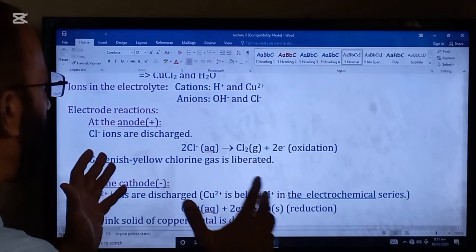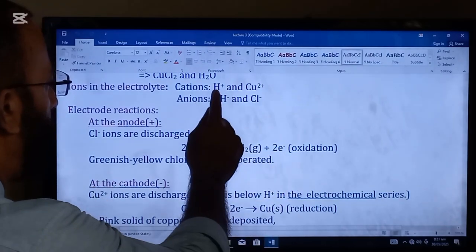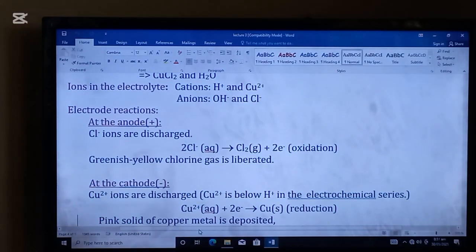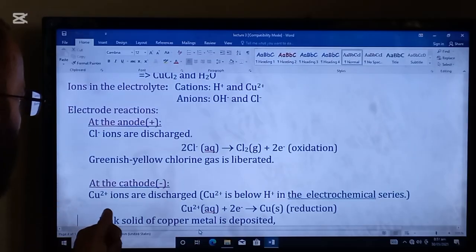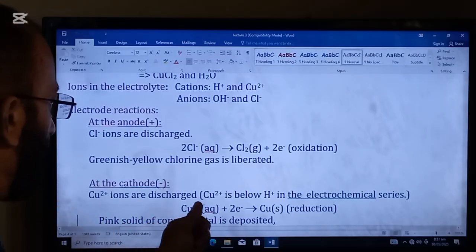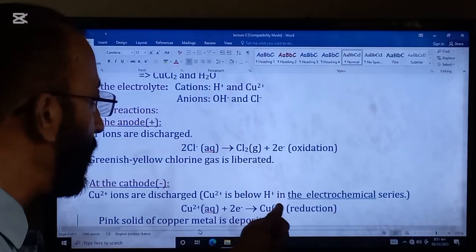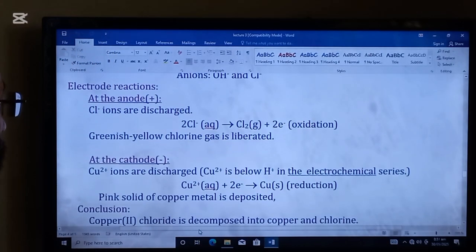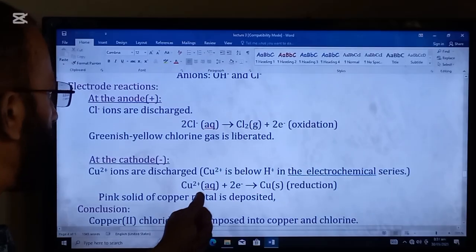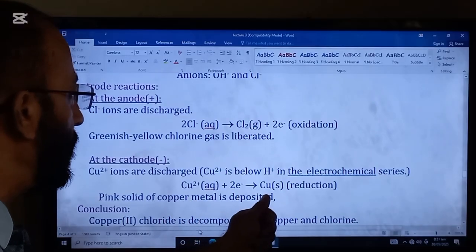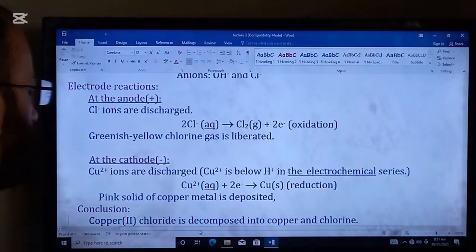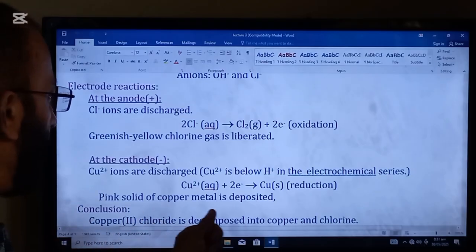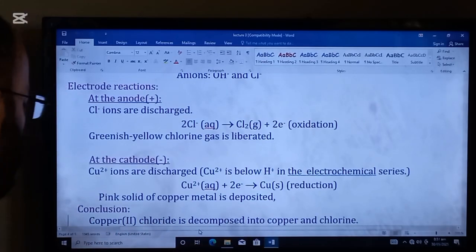And among the cations, there is more than one cation, and the competition is between H+ and Cu2+. Cu2+ ions are discharged. Cu2+ is below H+ in the electrochemical series. Cu2+ plus 2 electrons forms copper, a reduction. Pink solid of the copper metal is deposited.